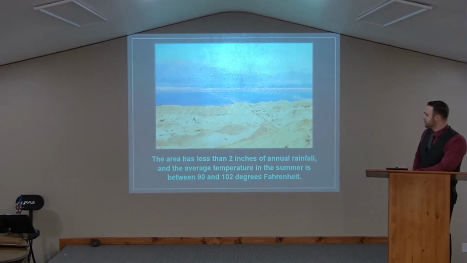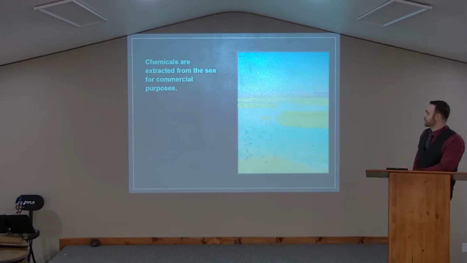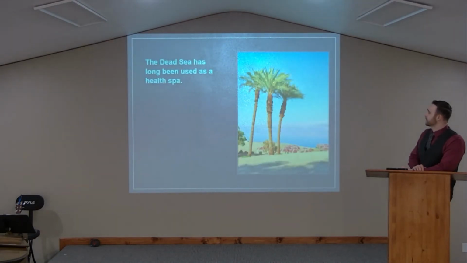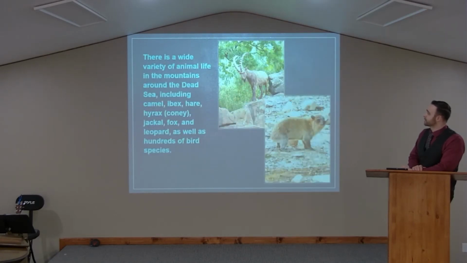It's a pretty arid place, less than 2 inches of rainfall. And then it's also really hot, 90 and 100 degrees, 102 degrees. Pretty miserable spot. But they use the sea for all kinds of different things with salt and the different chemicals. And it's also been used as a health spa. There's a whole bunch of stuff that lives in the area around it.